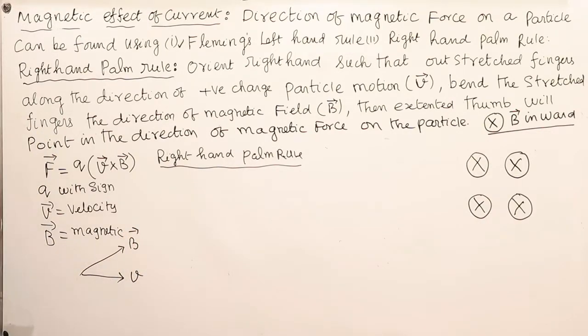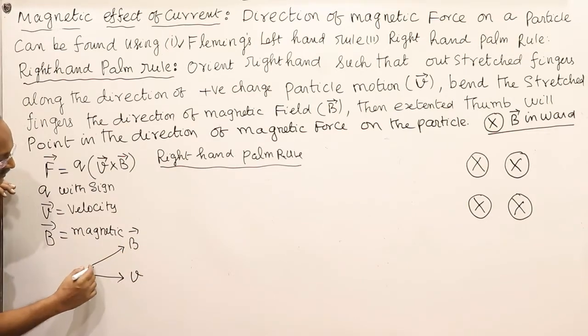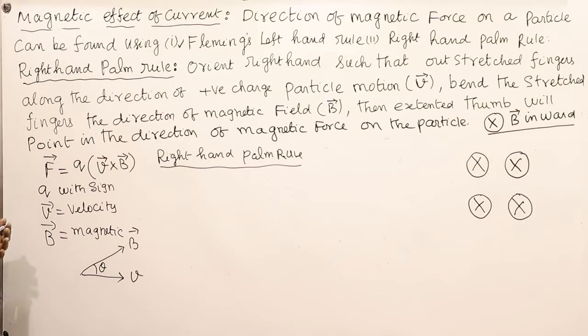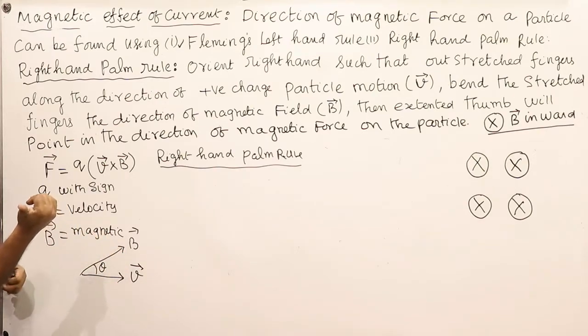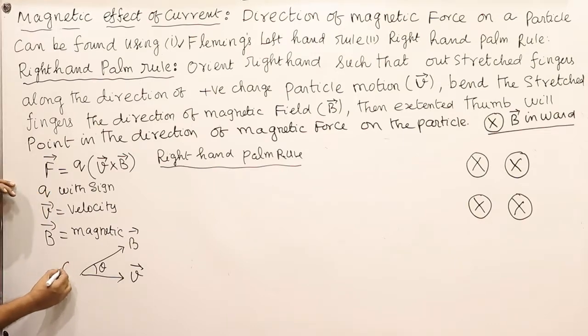What we will do with the right hand, because we have to go from V to B, first we will keep the right hand palm along V, and it should be oriented. It may be sometimes like this, sometimes like this, but it should be capable of moving towards the direction of B. The angle between these two is theta, between the velocity vector and B. If we move like this, this extended thumb is outward. It means the magnetic force will be outward. This is the rule we are using.